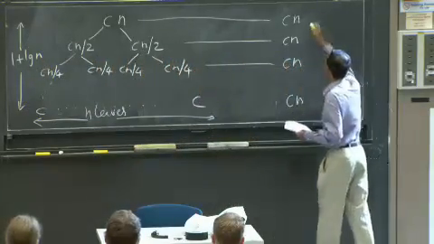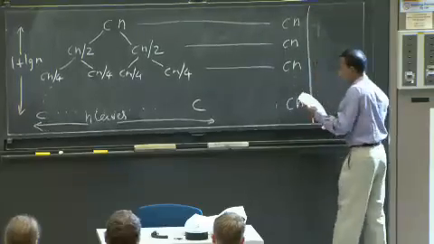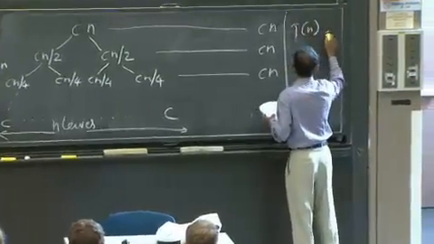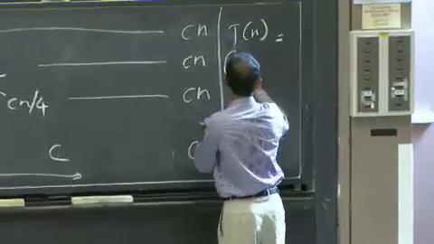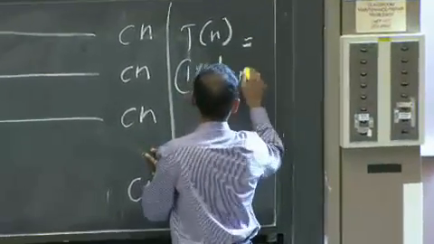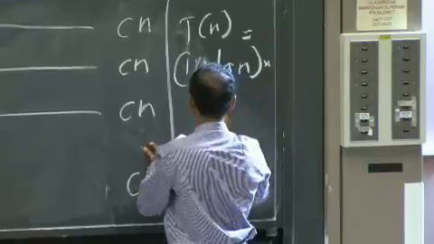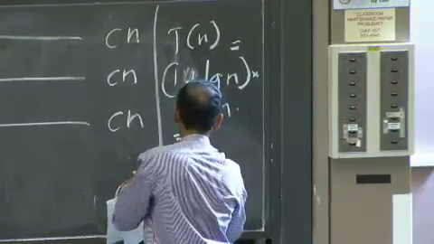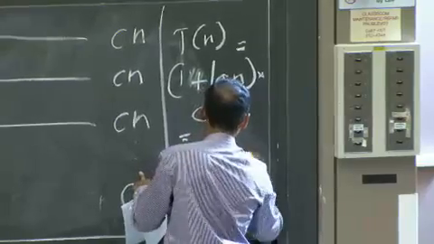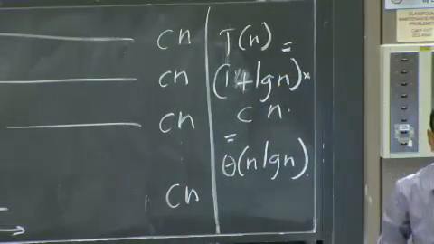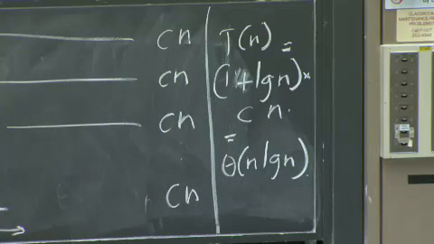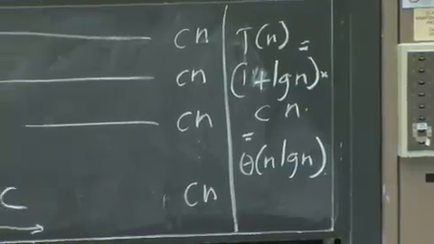It's 1 plus log n. So if you want to write an equation for T of n, it's 1 plus log n times c of n, which is theta of n log n. All right? So I've mixed in constant c and thetas. For the purposes of this description, they're interchangeable.